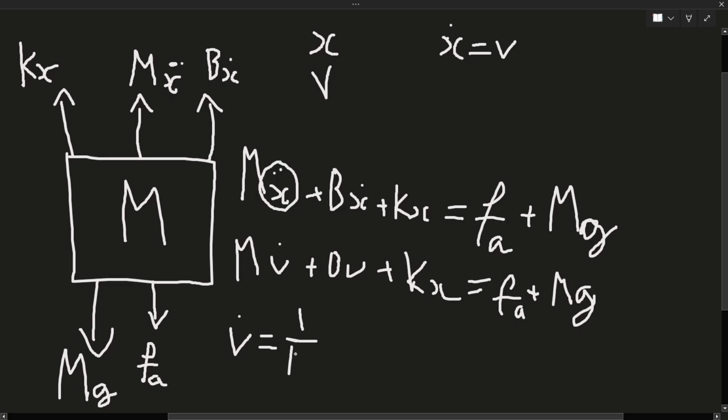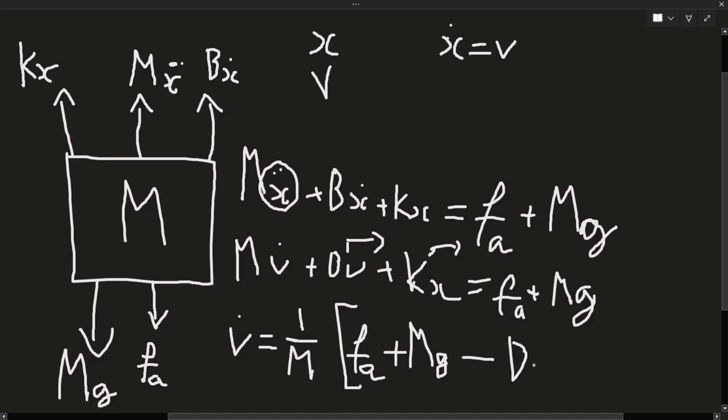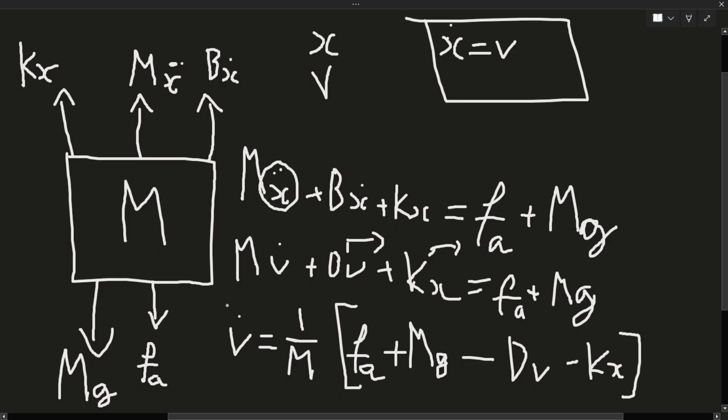Then, solving for v dot, or the acceleration, you would get the following: 1 over m times the input force plus mg. And then you're sending these two things over here to the other side, so you would get minus bv minus kx. And there you go. You have your two state variables here and here.